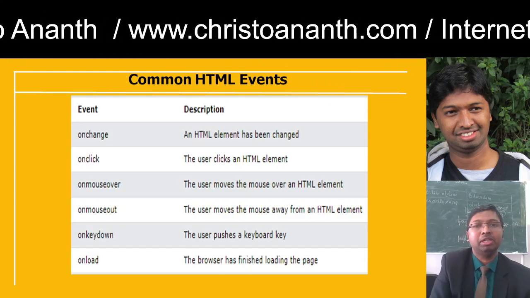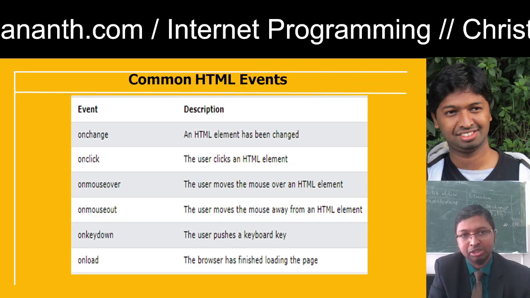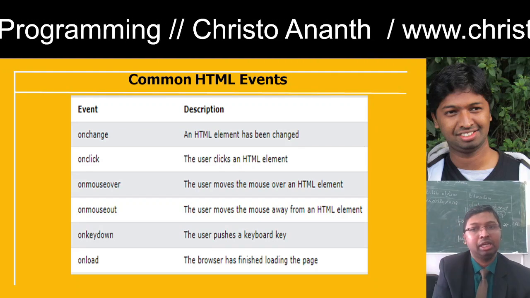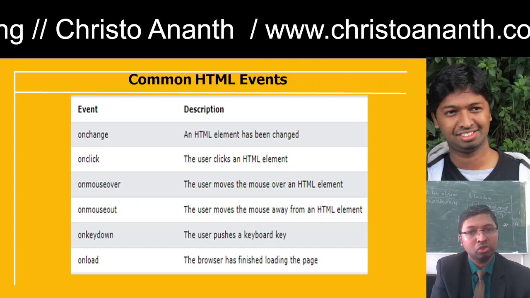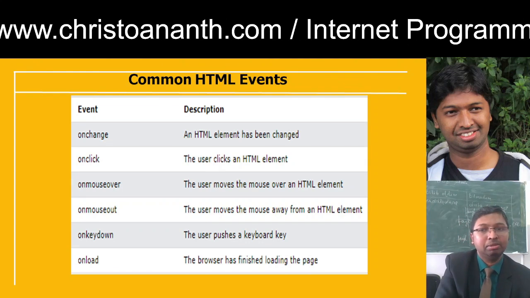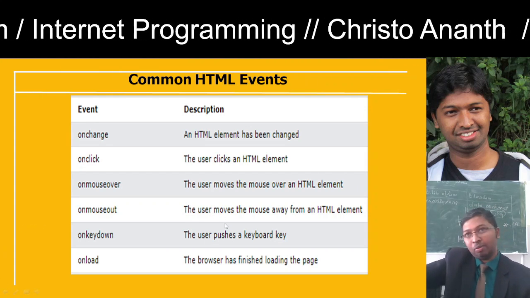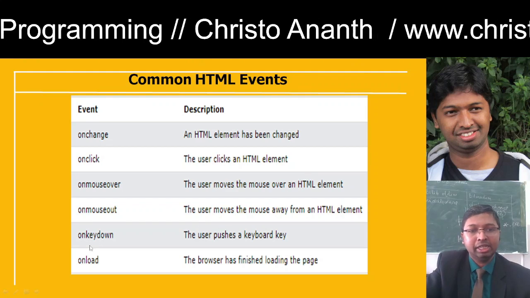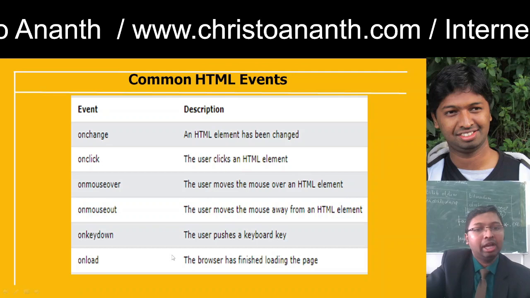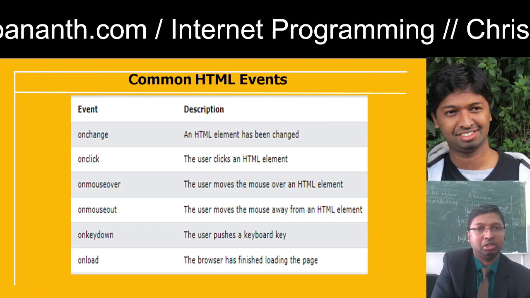So these are the common HTML events. onchange, which means that the HTML element has been changed. onclick, which means that the user clicks on the HTML element. onmouseover, which means the user moves the mouse over an HTML element. onmouseout, which means the user moves the mouse away from the HTML element. onkeydown, which means the user pushes a keyboard key. And onload, which means that the browser has finished loading the page.